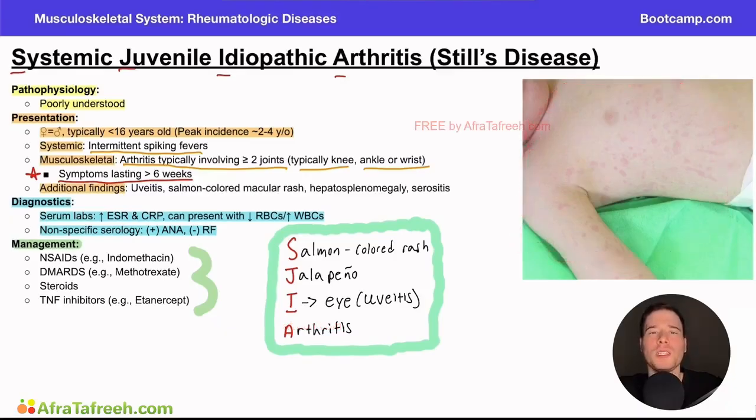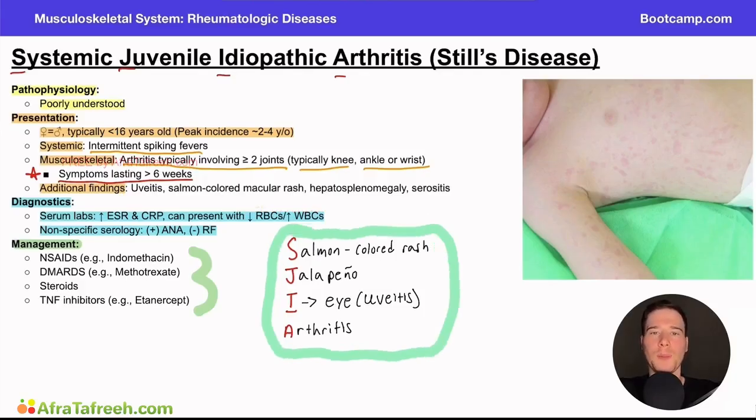If you determine that this patient has intermittent spiking fevers, they have some arthritis pains, right knee and ankle pain, particularly after recess, they have a constellation of findings that indicates they likely have systemic juvenile idiopathic arthritis. So another finding you could expect to see in the patient, or an associated finding, would be that salmon-colored macular rash. So just a quick summary to wrap up this video: systemic juvenile idiopathic arthritis.